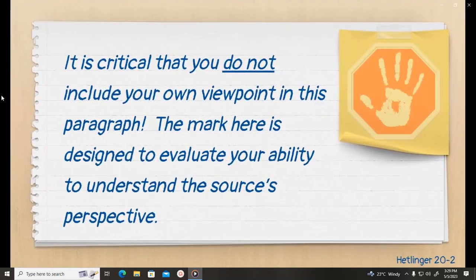Finally, we're going to take a look at those 3 paragraphs we've just completed, and we're going to make sure we did not use the word I anywhere in there. This is simply to evaluate your ability to understand another perspective.